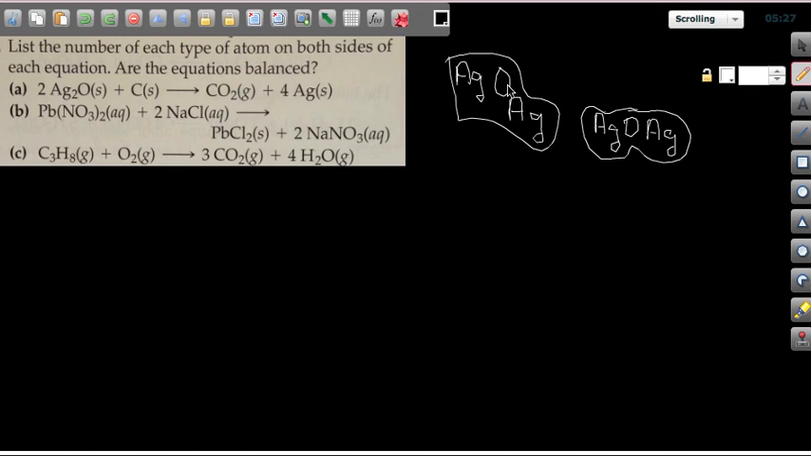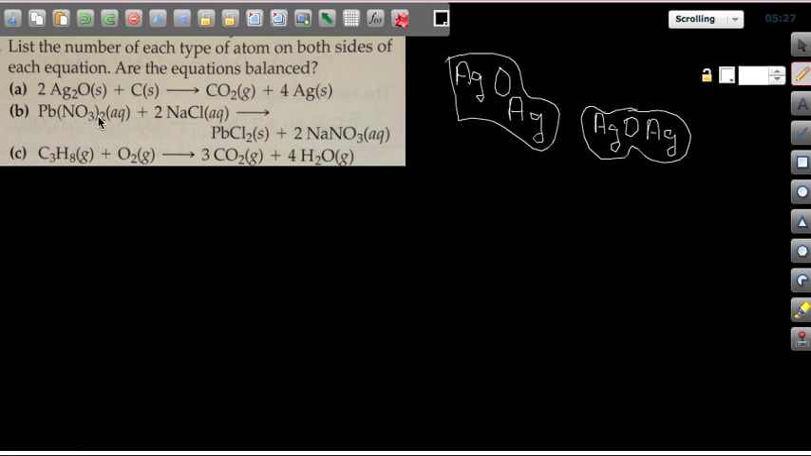So look, there are 2 oxygen atoms. We usually write it this way, and it is understood that this 2 means oxygen, and you do have 2 oxygen here. You only have 1 carbon on the reactant side and 1 carbon on the product side, so the first one is indeed balanced.